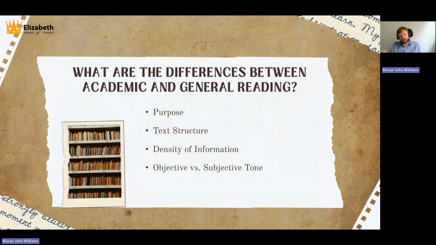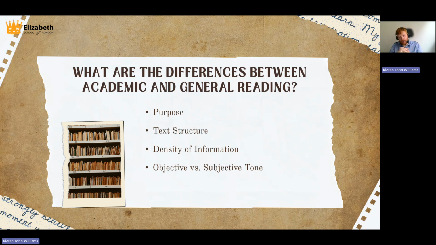So the other question was, what is the difference between your normal reading and academic reading? Well, they kind of break up into four different parts. The purpose. When you're reading a magazine, you're just reading it for fun. Here at Elizabeth School of London, you're reading something in order to gain some information or to get some insight. Okay, so there is that difference between reading for fun and reading to learn something.